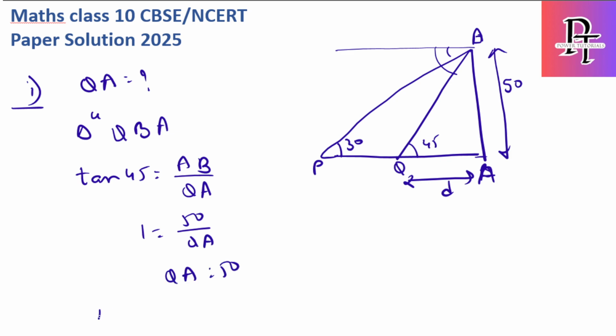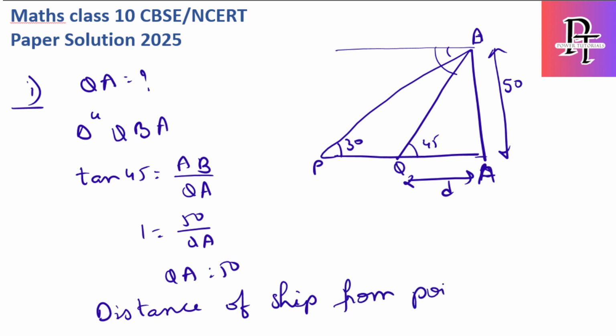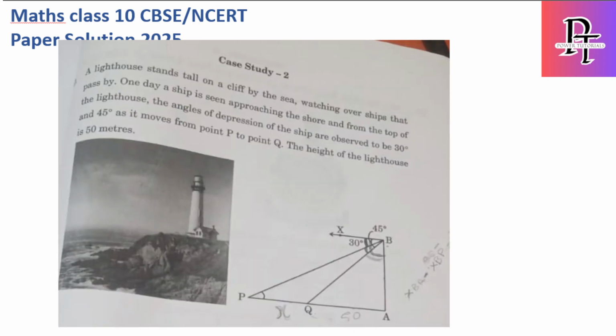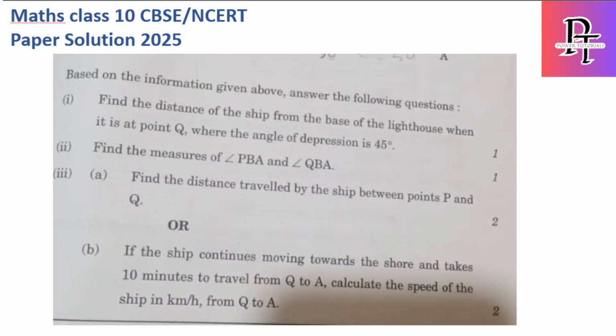So distance of ship from point Q is 50. I think it should be meters only. Let me just see. It is meters. 50 meters, correct. Just a minute, I will be back in one.